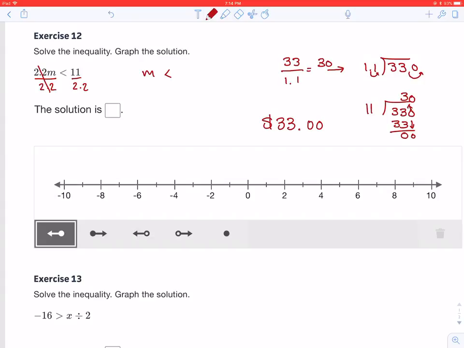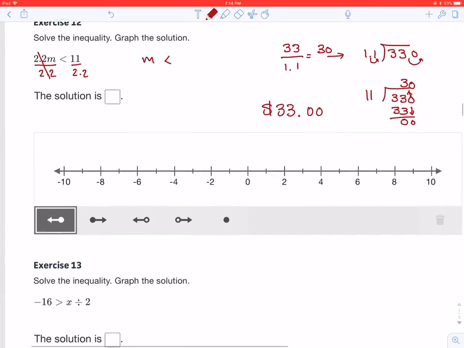But that was just an example. You'll have to do the same thing to the 11 divided by 2.2 using the same kind of division techniques, and then graph the solution.